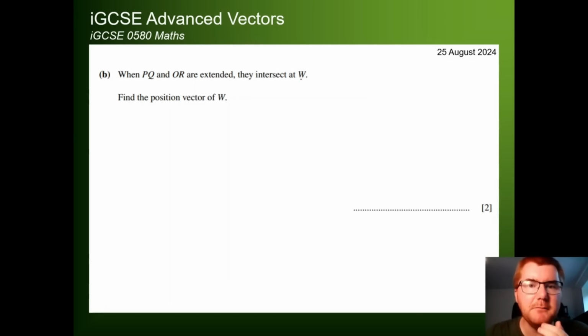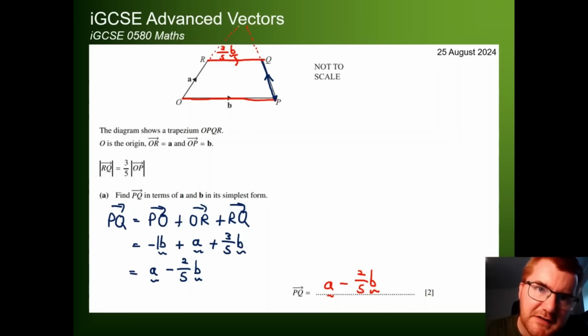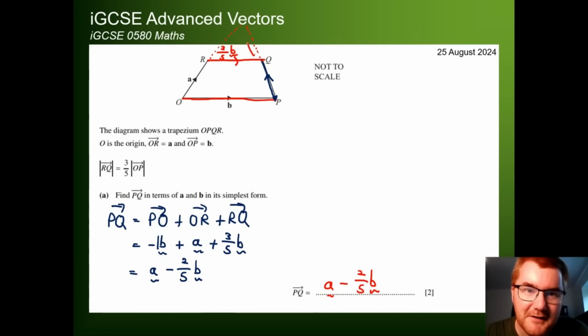So P to Q is extended, so imagine it going up like this. And what else is extended? OR is extended. So at some point, and you can probably agree with this, it's going to meet at, resume that slideshow. It's going to meet, oh great, I have great fun with this. Okay, it's going to meet at some point W at the top.